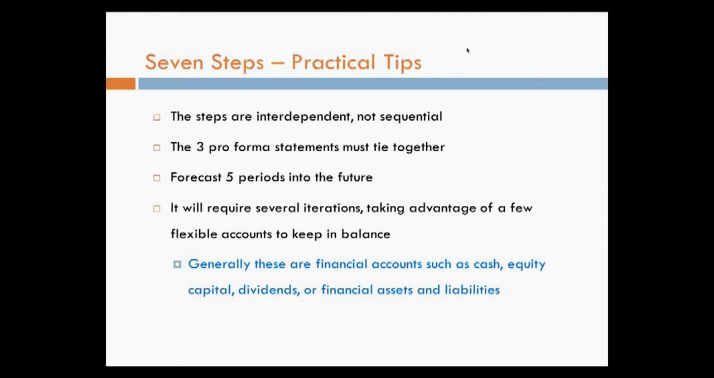Now, the bottom line is you're going to do everything by account, and then your balance sheet's not going to balance. And so you're going to need to have some kind of fudge numbers in there. That's just the nature of things. And generally speaking, these fudge numbers will be the financial accounts, and hopefully they're not big numbers. If they are, you might need to look at some of your assumptions. So you might have to fudge in cash or equity capital or dividends or something to make it all work.